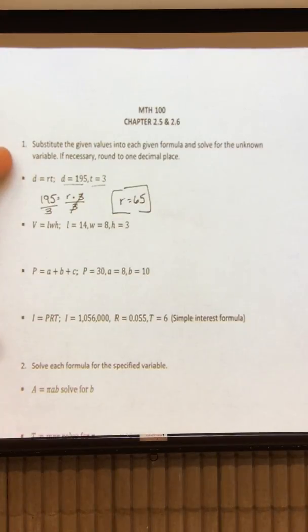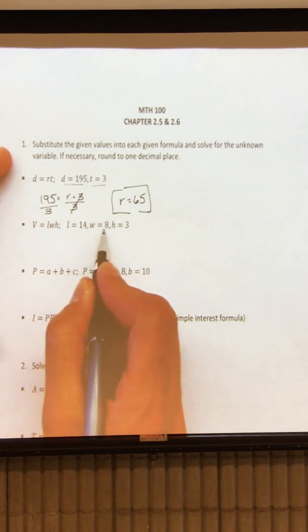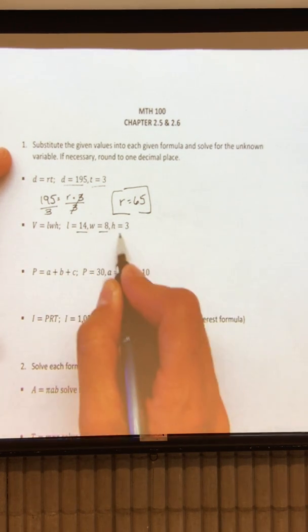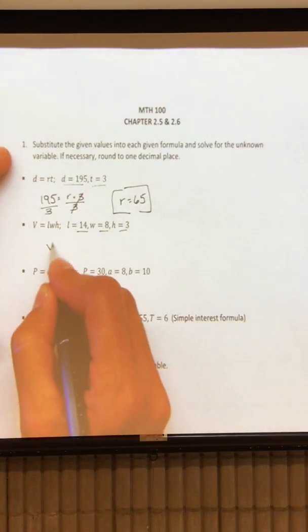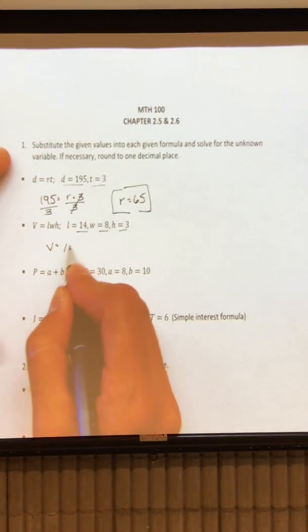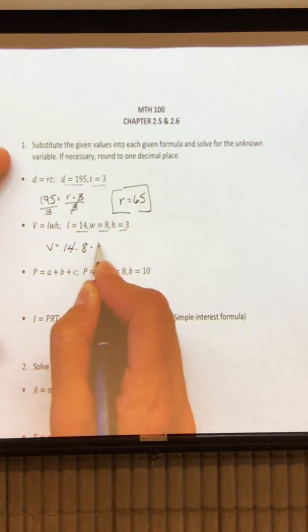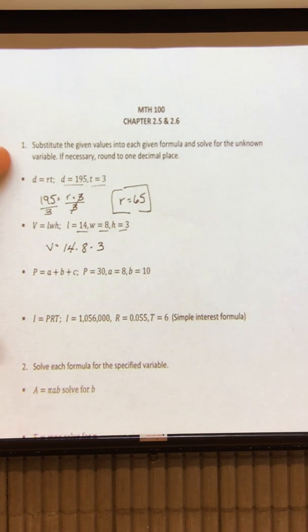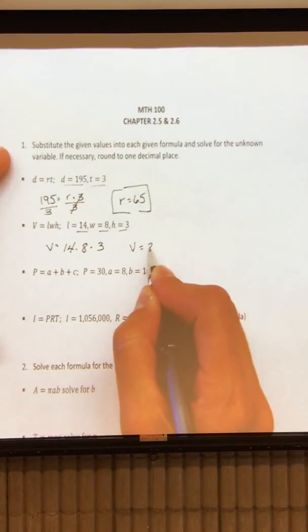The next one, V is equal to L times W times H. L is 14, W is 8, and H is 3. So V is equal to L, which is 14, times W times H. 14 times 8 times 3 is equal to 336.